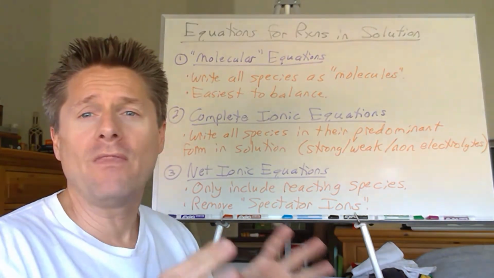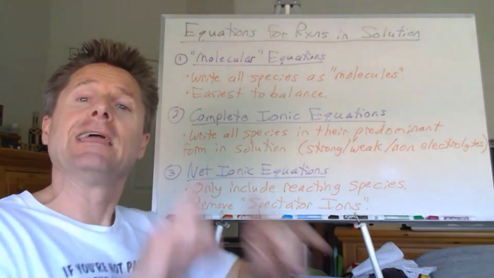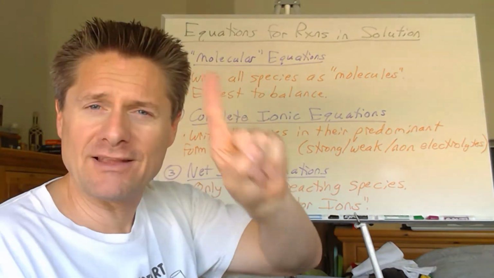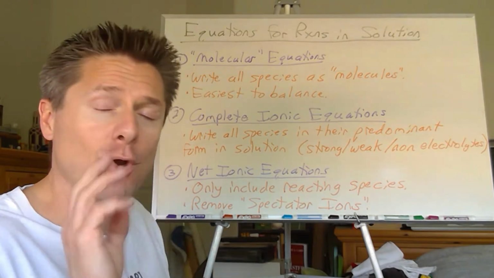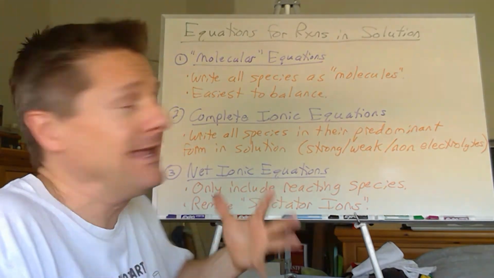And the only one that you change going from a molecular to complete ionic is a strong electrolyte because you split that into the cation and anion. And remember, strong electrolytes: soluble ionic compounds, strong acids, strong bases. Review that video over and over until it is part of your essence. It is in your being.